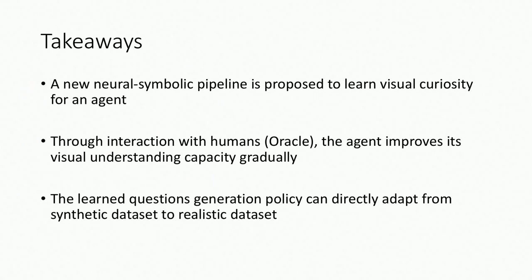So there's some takeaway messages. In this work, we propose a neural symbolic pipeline to ask questions for the agent to learn the visual recognition model. Through the interaction with a human or the oracle, the agent improves its visual understanding capacity gradually on the fly. Finally, the learned questioner generalizes very well from the synthetic dataset to the realistic dataset. I think this is the advantage of the model itself, because we use a neural symbolic pipeline instead of a purely neural pipeline. That's why we can generalize from synthetic data to the realistic dataset.